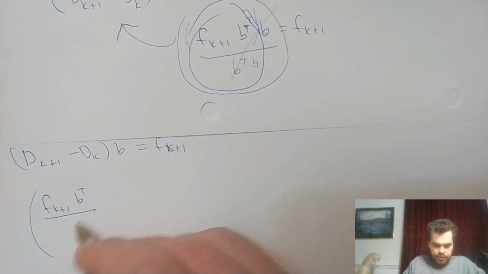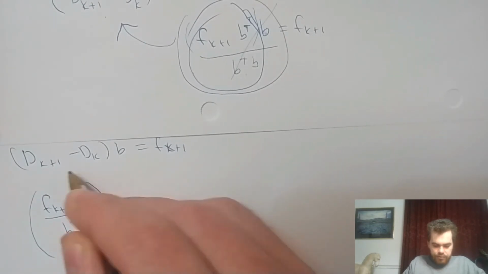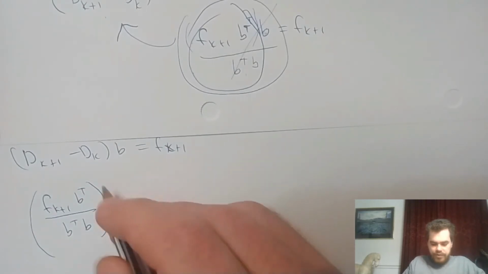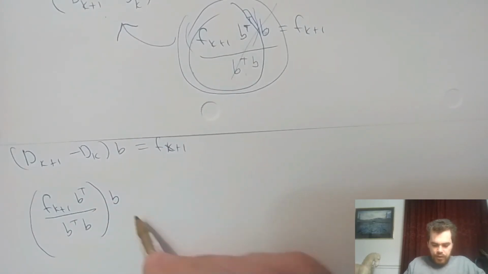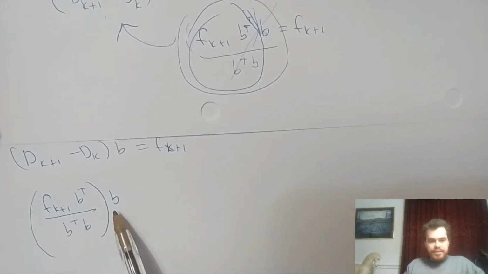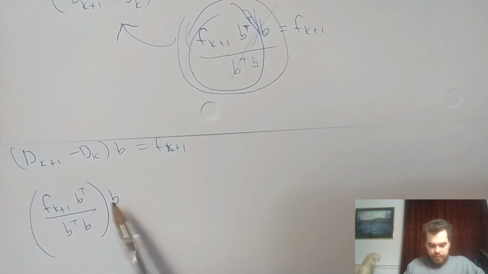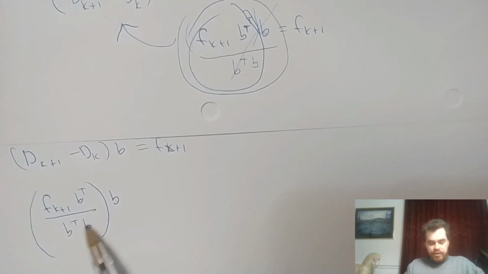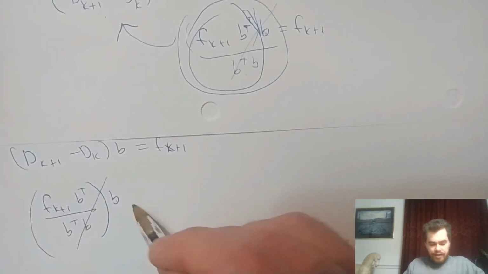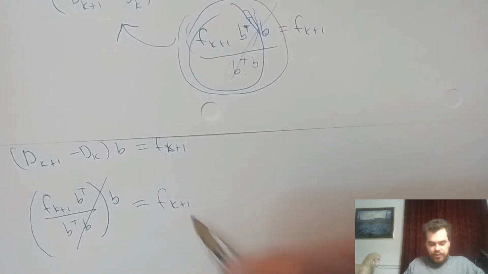I'll put this all in parentheses so you can see what's a part of our vector difference and what's not, times the vector b. And let's see, what does this evaluate to? Like I just said, b transpose times b evaluates to some scalar, and b transpose times b down here evaluates to a scalar. Those things cancel out. We're just left with fk plus 1.